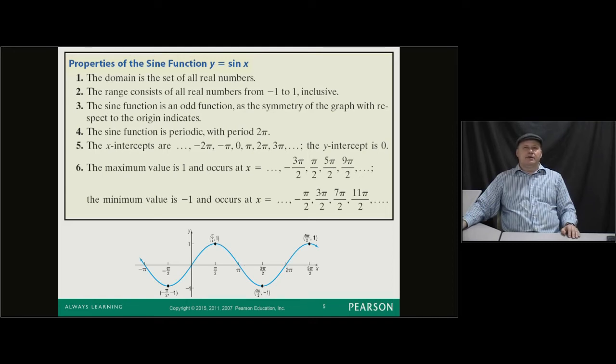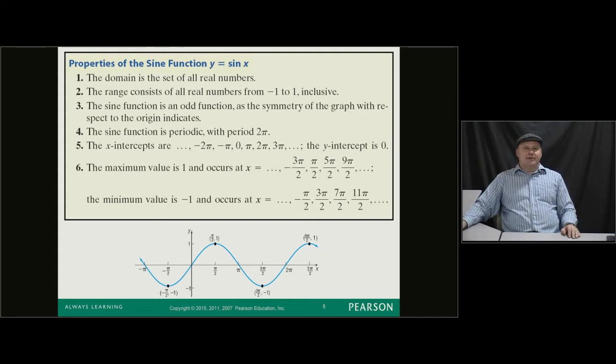So the sine function is periodic with period 2 pi, because at 2 pi it starts over again. The x-intercepts, you can just look at the graph and tell: 0, pi, 2 pi. So they're going to be multiples of pi. And the y-intercept is at the origin, 0.